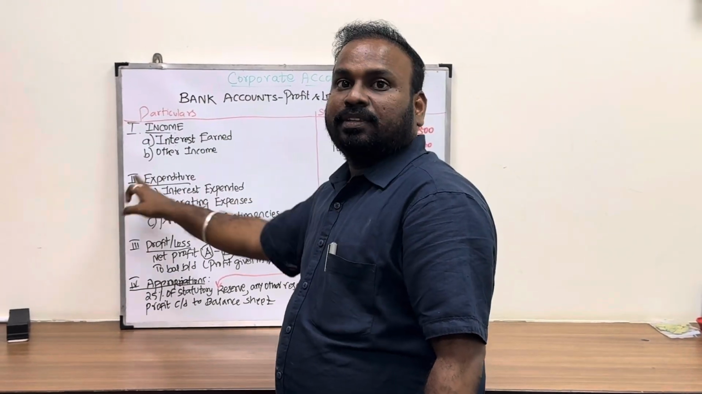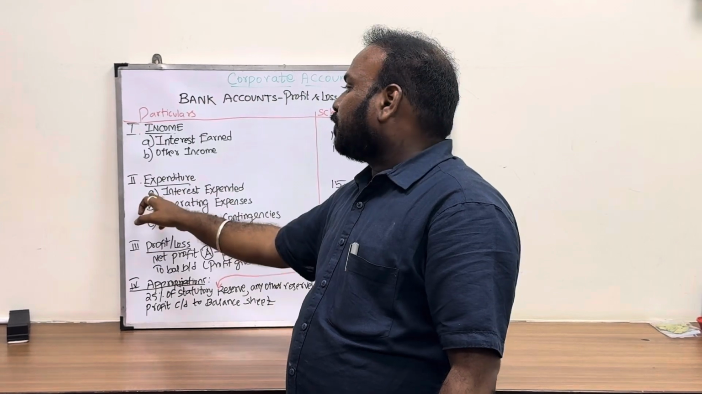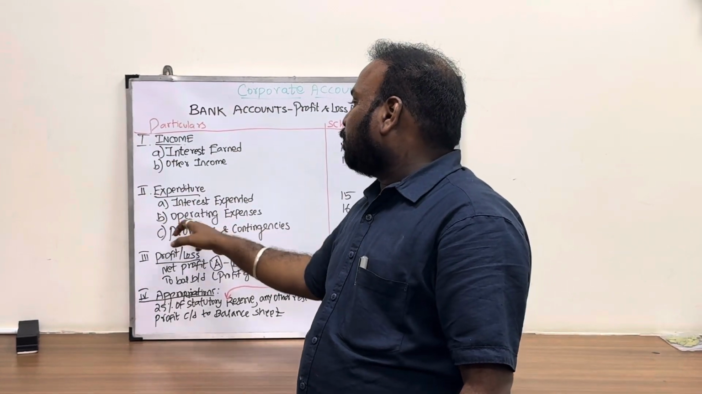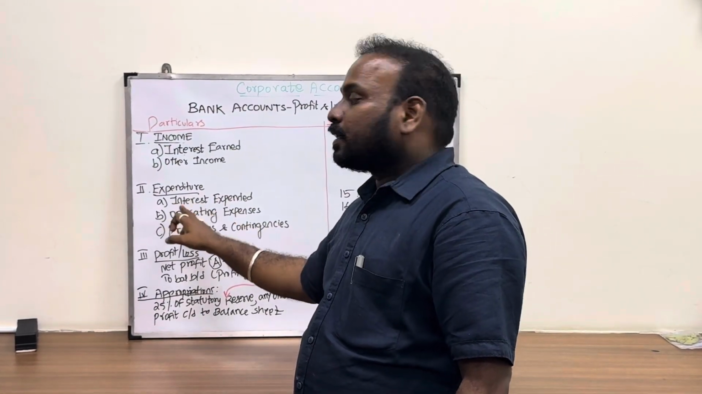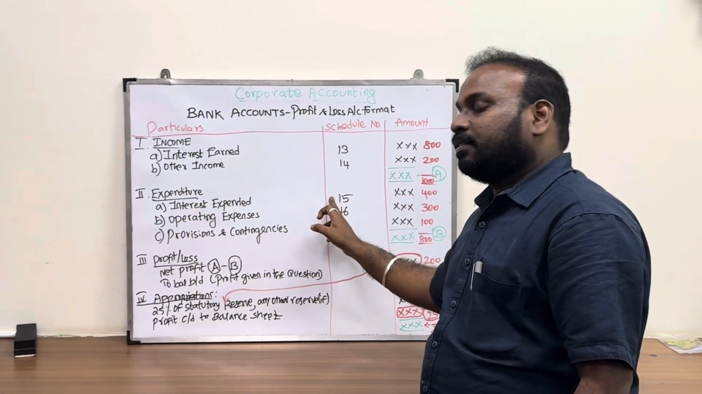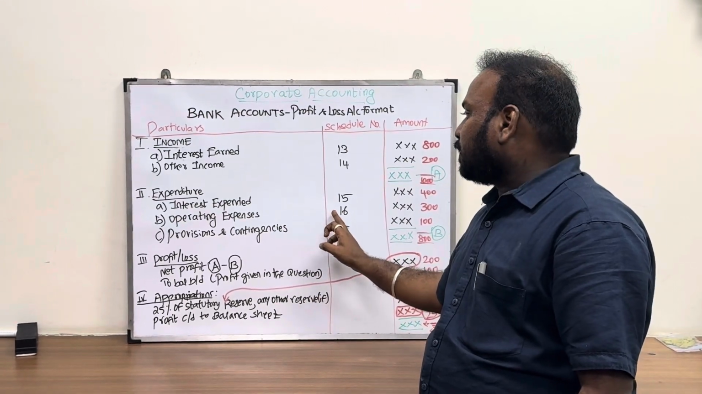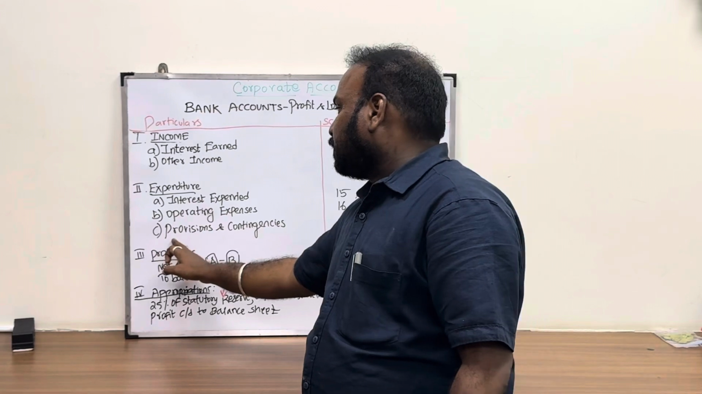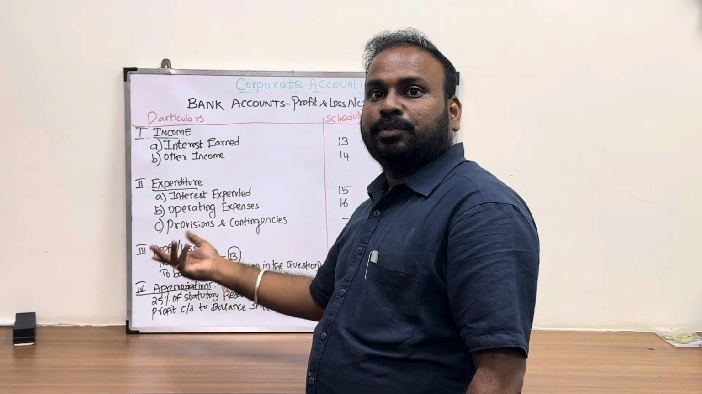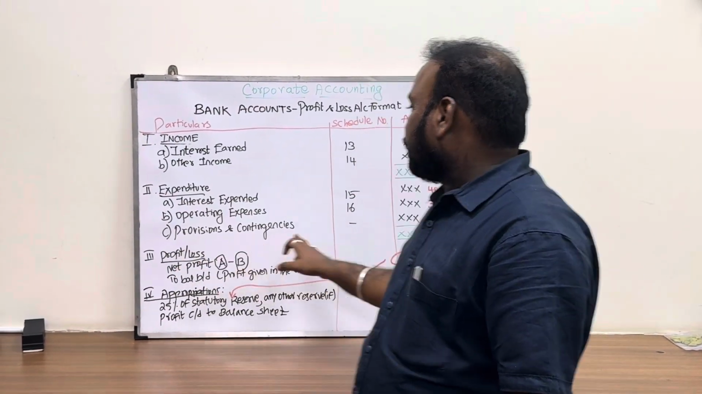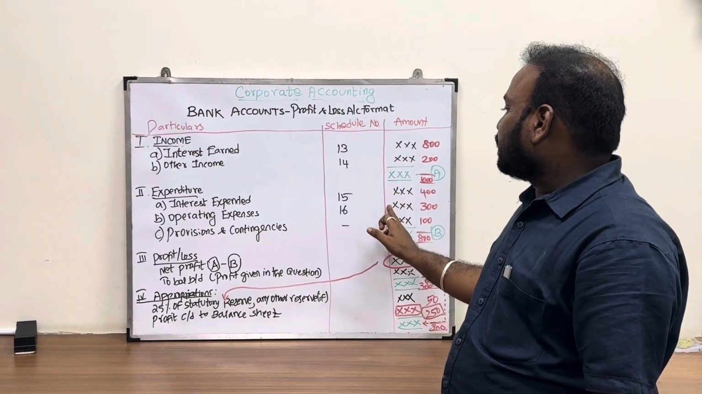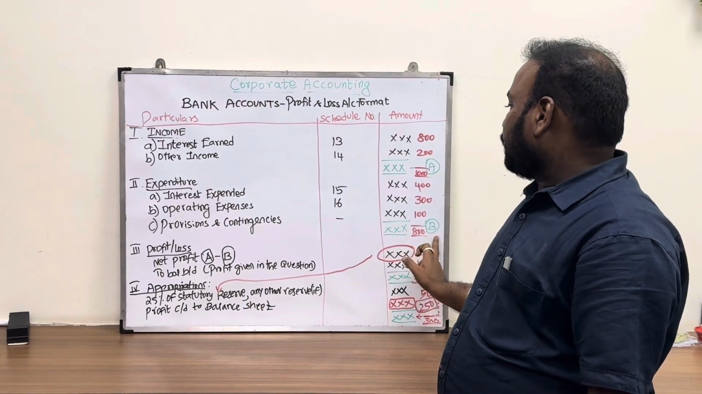Then Roman numeral 2 is expenditure. We have three subheadings. The first one is interest expended. Interest expended is also called interest paid. Next is operating expenses. Expenditure other than interest comes under this category. Interest paid is scheduled as 15, and other than interest expenditure is scheduled as 16. Then next is provisions and contingencies. All the provisions like provision for bad debt, provision for taxation, provision for depreciation come under this category, and there is no schedule number for this, but you have to open the schedule separately. Now the total of 15, 16 and provisions and contingencies will be named as B.